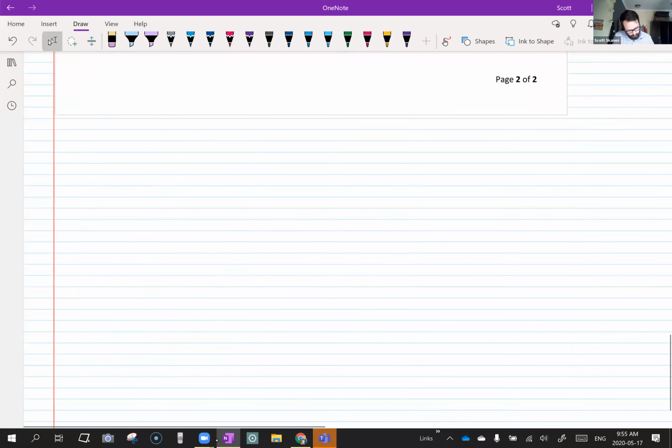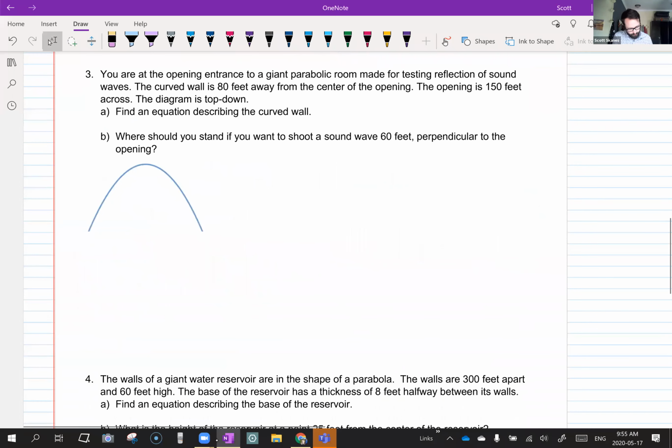Let's see. I've just got two more. You're at the opening entrance to a giant parabolic room made for testing reflection of sound waves. The curved wall is 80 feet away from the center of the opening. So this is the opening. We'll say that this is 80 feet away. That's the curved wall is 80 feet away from the center. We'll call the center right there.